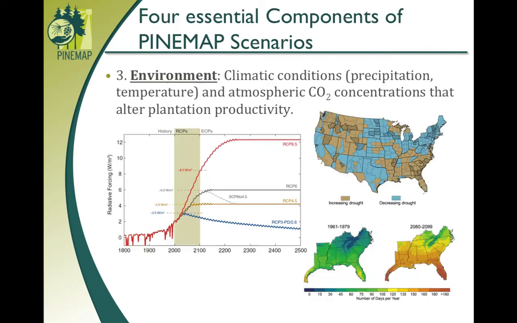And we will. Okay, the third is the one Ryan was talking about. I'm calling it environment. It's climate plus CO2, and that's the only reason for calling it that. So climatic conditions we're interested in are projections of precipitation, temperature, and atmospheric CO2 concentrations. All of them have major effects on growth and productivity.